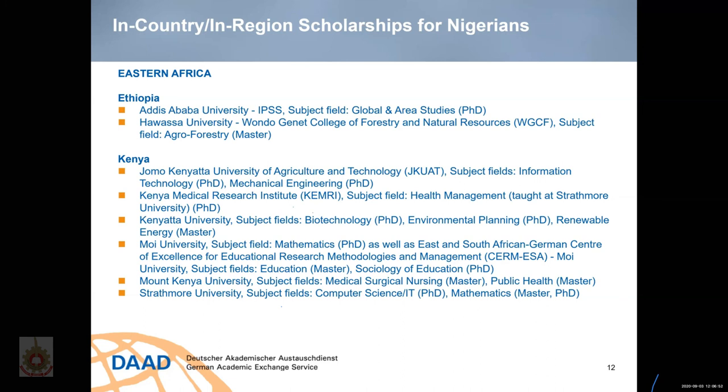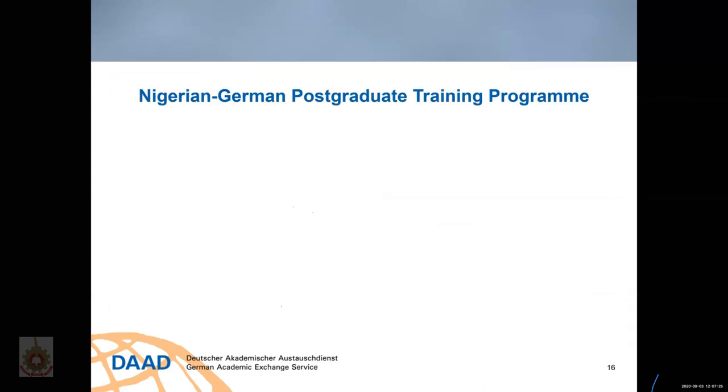At Moi University, we offer scholarships, as well as at Mount Kenya University, in the field of surgical nursing and public health. And the aforementioned Strathmore University is also in our program. Here we offer scholarships in the field of mathematics, both master and PhD. Sorry, what happened now? I have to go back to the last slide. Yes, that was Kenya.